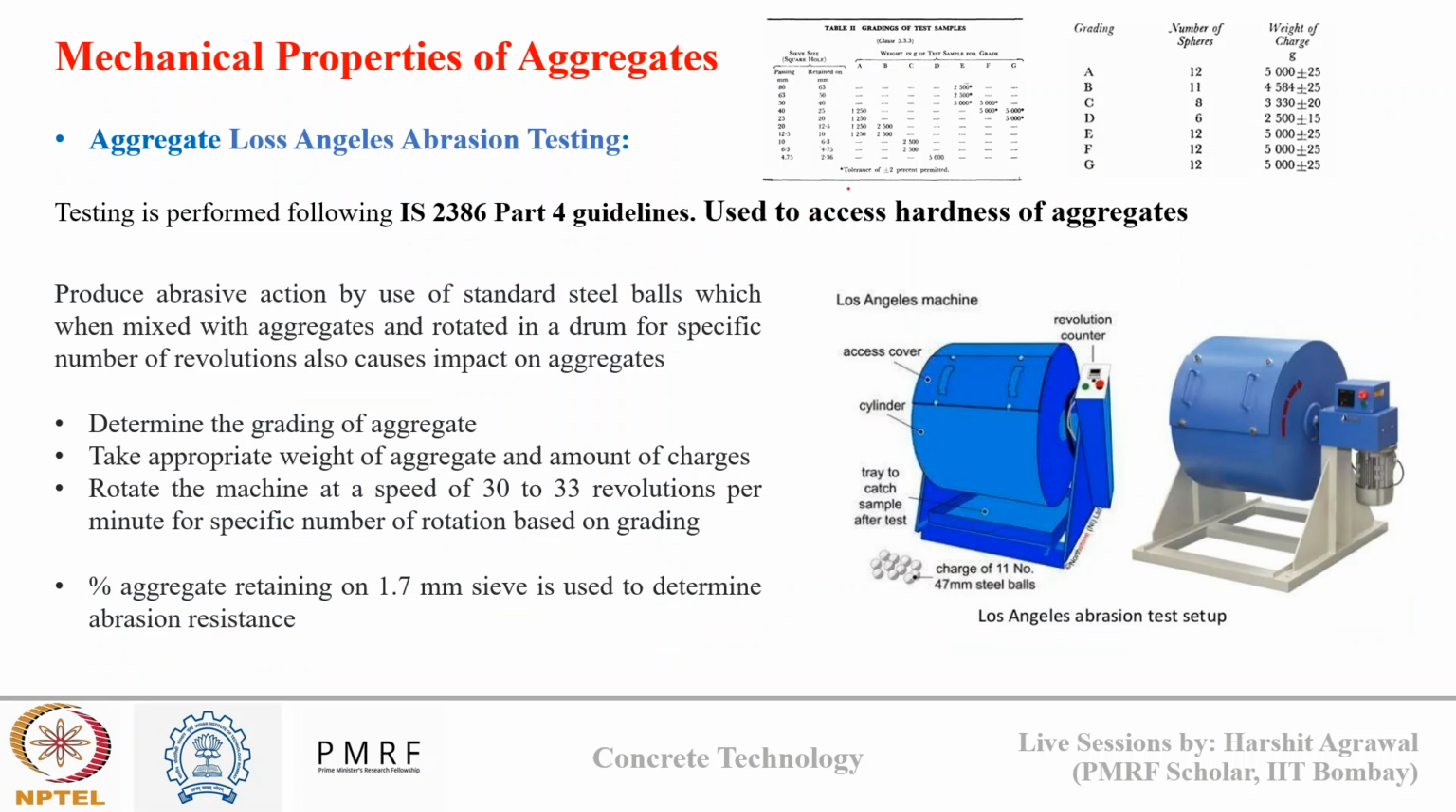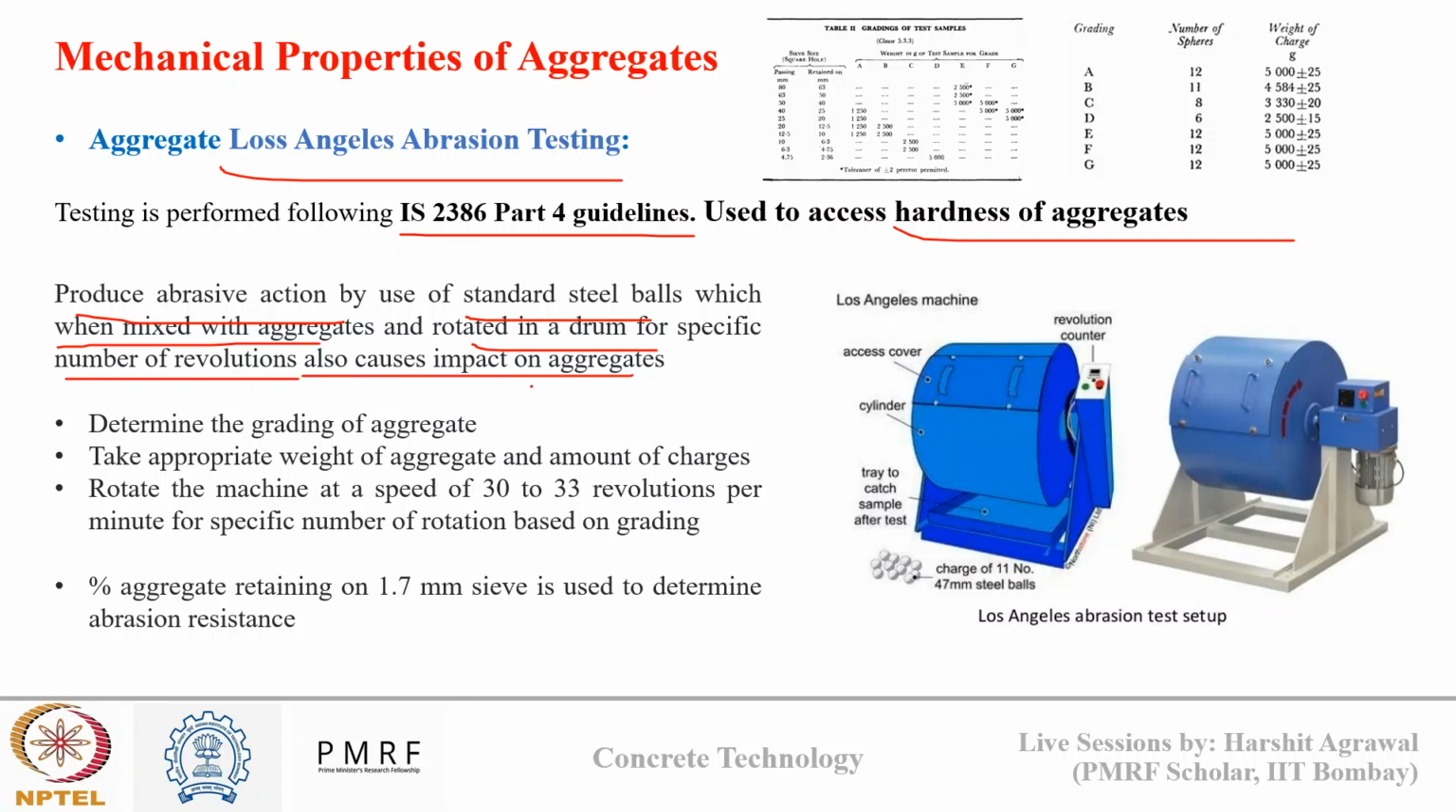Third is the abrasion testing. That is performed using the Los Angeles abrasion testing machine. This test is again performed as per IS 2386 Part 4 guidelines, and it is used to assess the hardness of aggregate. In this testing, we produce an abrasive action using standard steel balls, which, when mixed with aggregate and rotated in a drum for a specific number of revolutions, will cause impact on the aggregate.